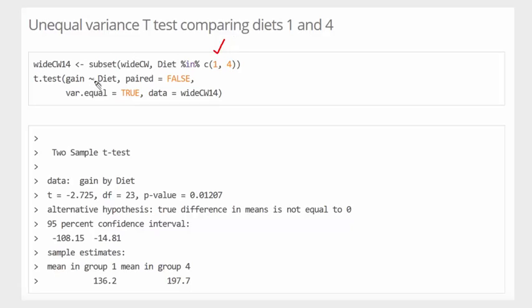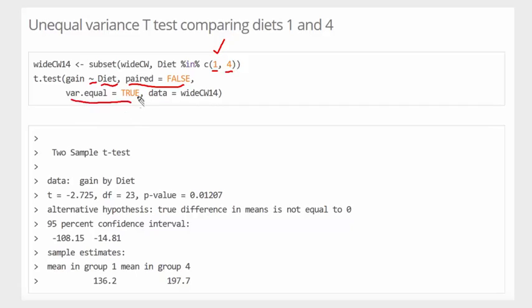The reason being that this tilde operator in the t.test function requires that the predictor variable, diet in this case, have exactly 2 levels. So it's because I want to compare 1 and 4 that I did it that way. I'm going to say paired equals false because in this case the chicks that received diet 1 were a totally separate set of chicks than those that received diet 4. So it wouldn't make sense to treat them as if they were paired. Chick 1 from diet 1 has nothing to do with chick 1 from diet 4.